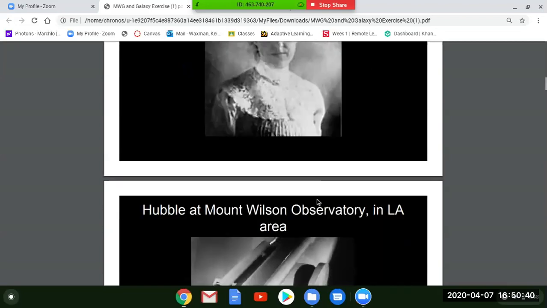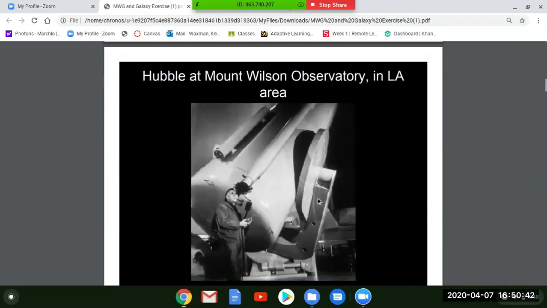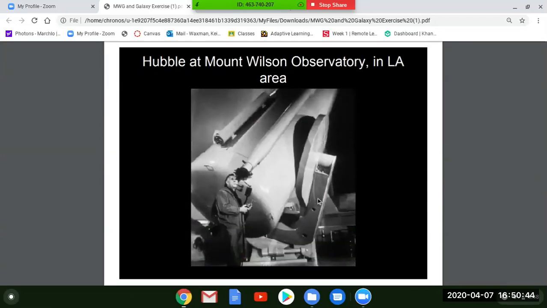And so he was at Mount Wilson in the Los Angeles area when Los Angeles was nicer, because the Dodgers were not there yet. And the skies were also darker. I mean, not as much light pollution. So no Dodgers, no light pollution. LA was nice then.